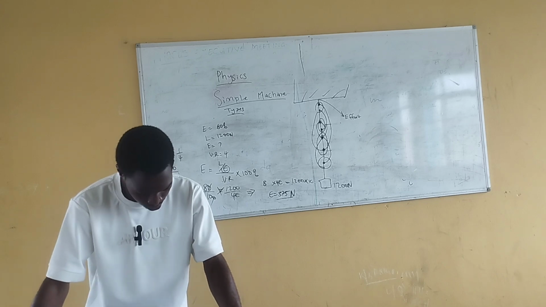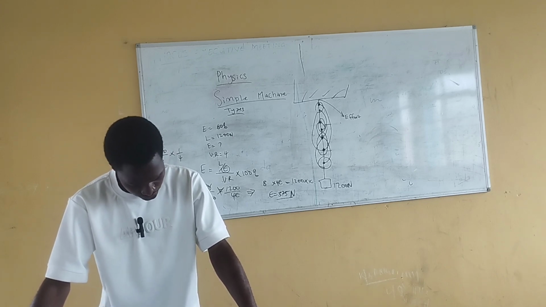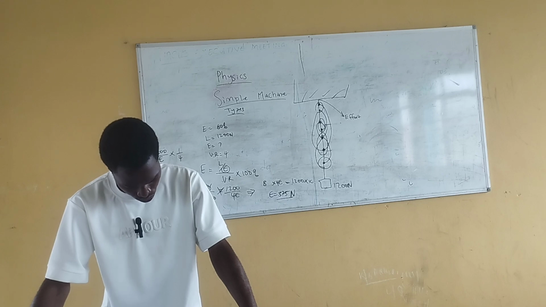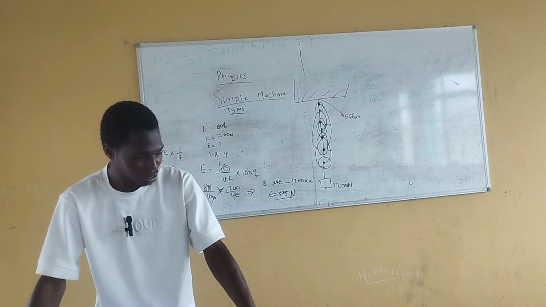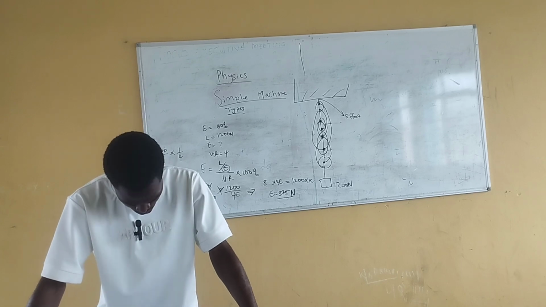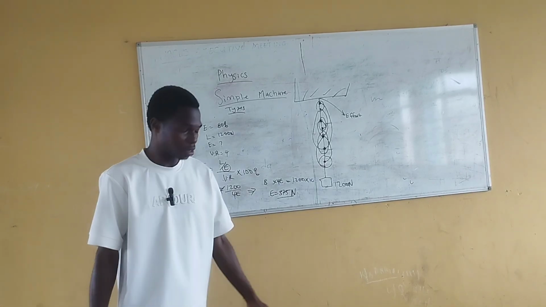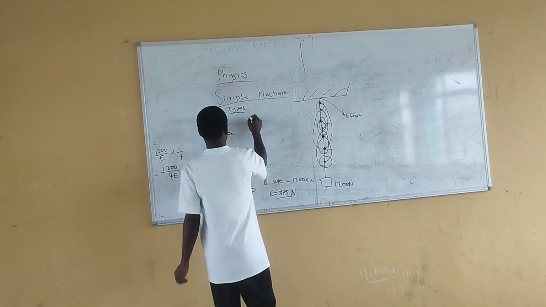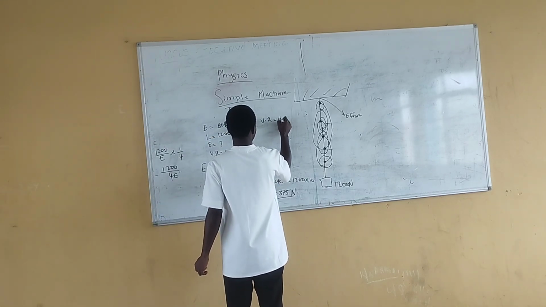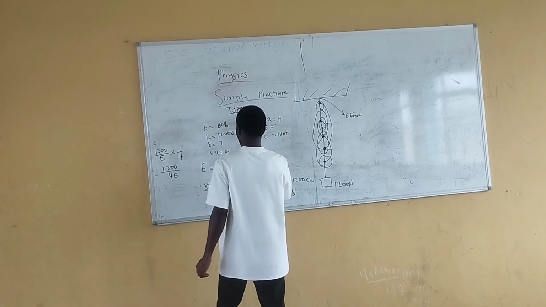Then check out this question. The velocity ratio of a machine is 4. If its effort is 800 and its load is 1600, calculate the efficiency of the machine. So the question is, velocity ratio is what? Load is what? 1600. Efficiency is what? Effort is what?